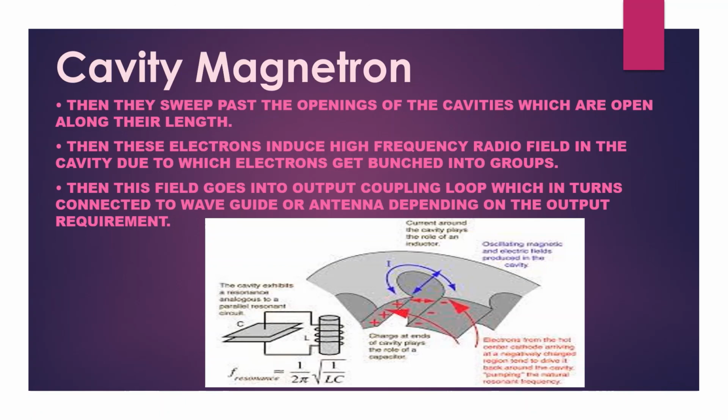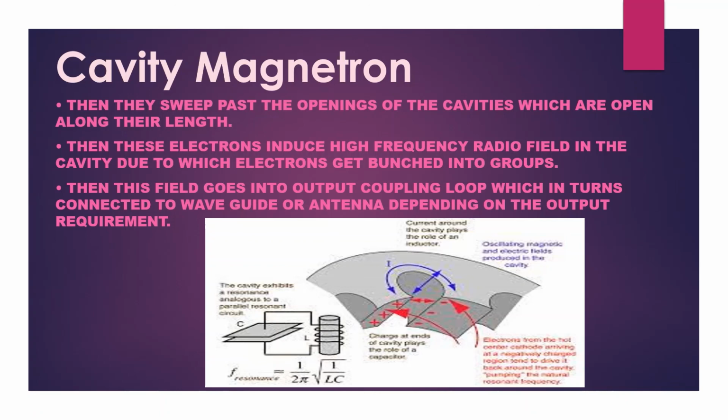Then this field goes into the output coupling loop, which in turn is connected to the waveguide or antenna depending on the output requirement. That means the microwave frequency which will be produced will be transferred to the RF output by using a simple coaxial cable or a waveguide to a device which will require the input as a microwave oscillation. Okay, so this is all about reflex klystron and cavity magnetron.